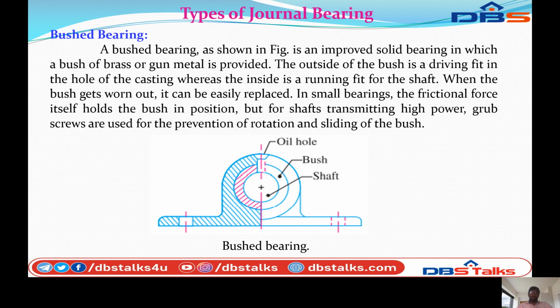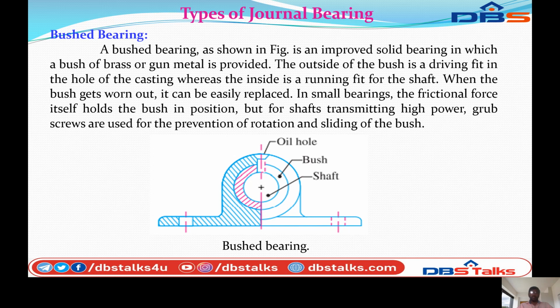So we can see the figure. This is the bushed journal bearing. On the top of the bearing we can arrange the oil hole. By providing oil, the shaft will rotate freely. The shaft rotates and touches the bush.